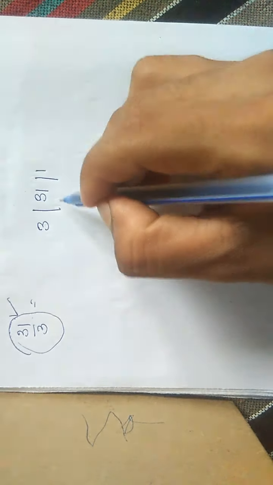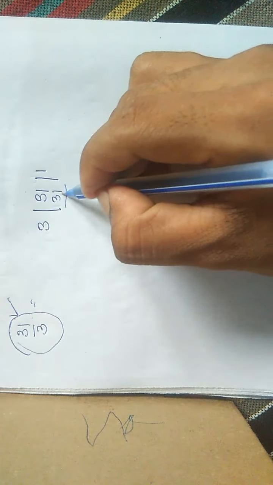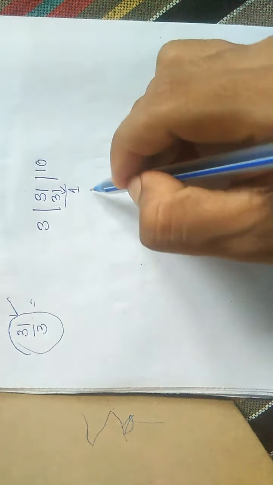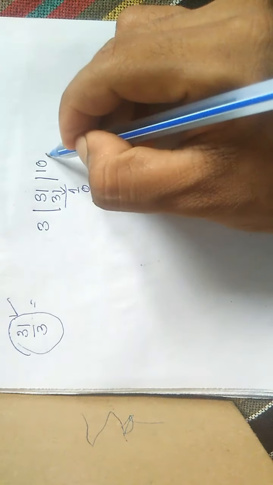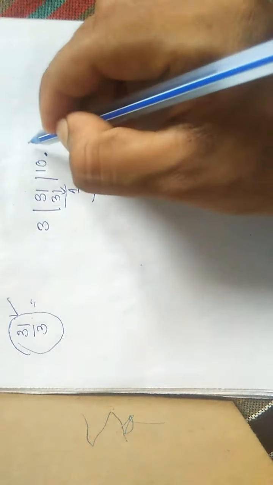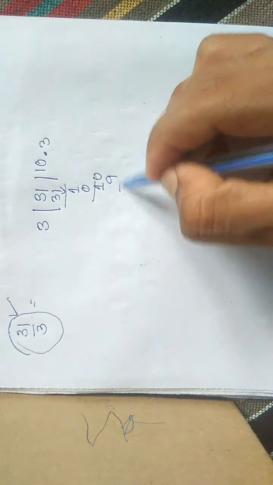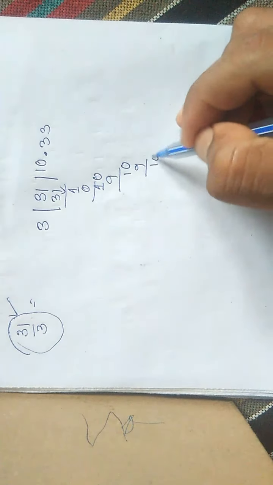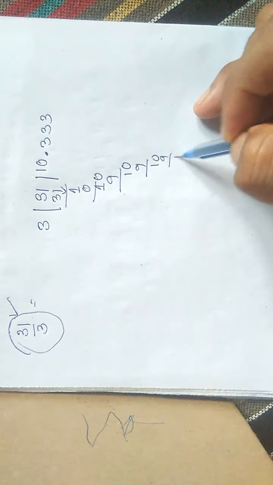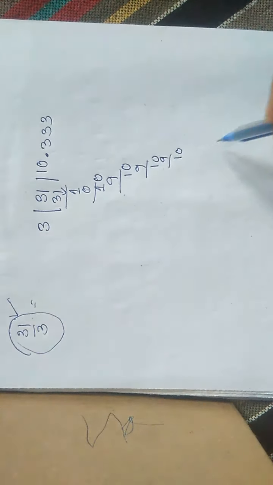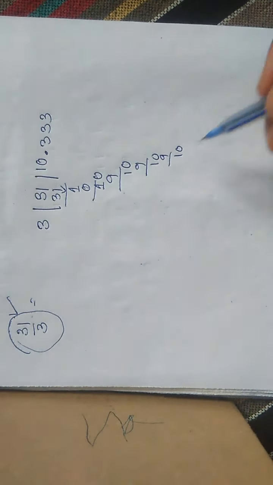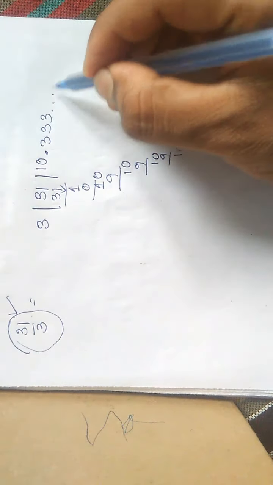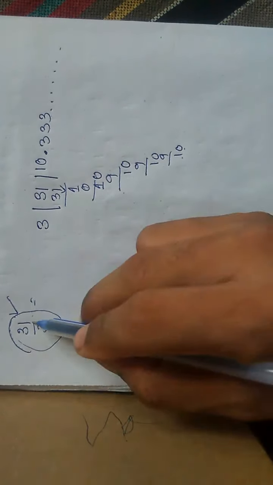3 into 1 goes 0, so 1 goes down. Then you have to put a point here, and it will be 10. 3 threes are 9, then 10 again, 3 threes are 9, then 10 again. This procedure will continue because we can never get 0 as the remainder. And here also the 3 will go on towards the right, hence we get 31 by 3 equal to how much?